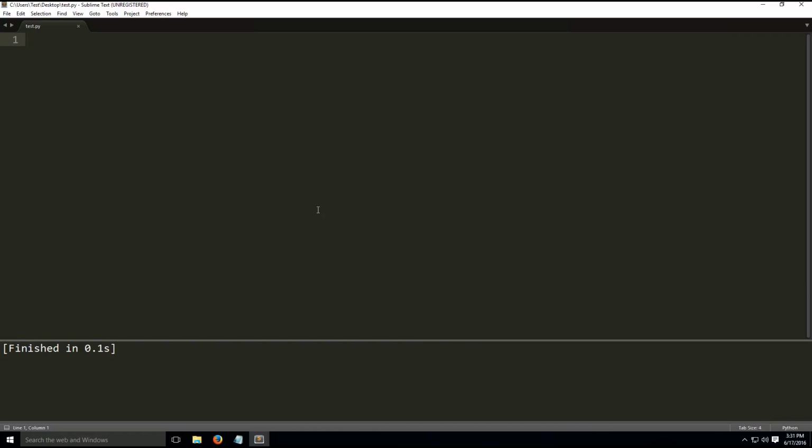Let's talk about operator precedence. In Python, this works similarly to PEMDAS in real mathematics. The order of precedence, the priority, goes: parentheses, exponent, multiplication, division, modulo, addition, and subtraction.